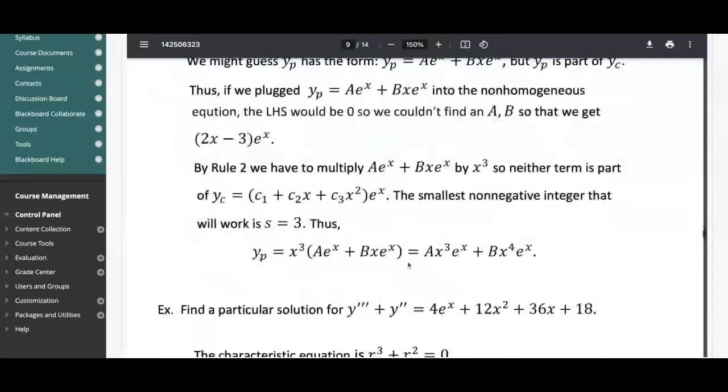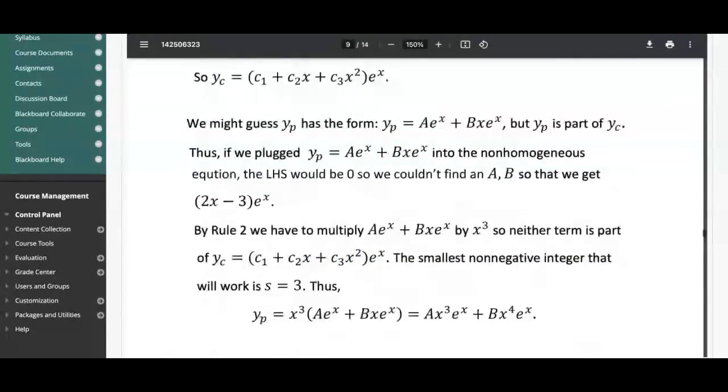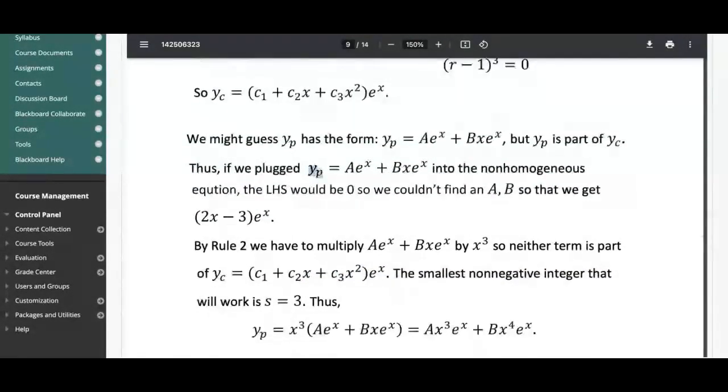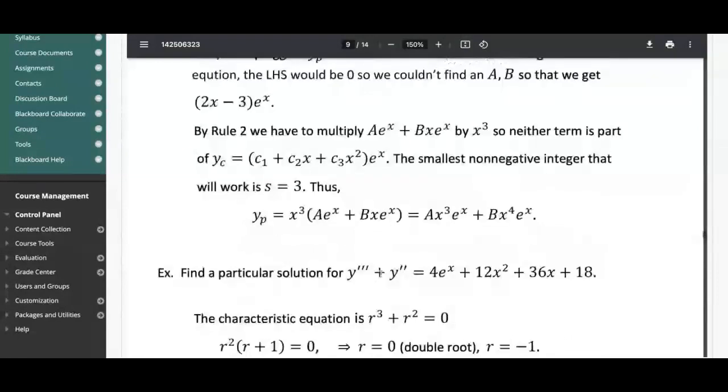Okay, you see here, this is a polynomial of degree 1, so we multiply by x squared. If it is a polynomial of degree 2, we multiply by x cubed. If it is a polynomial of degree 3, we multiply by x raised to 4, and so on and so forth, just to make sure the particular solution is not part of the complementary solution. All right. Okay. Thank you. You're welcome. Okay, any other questions?